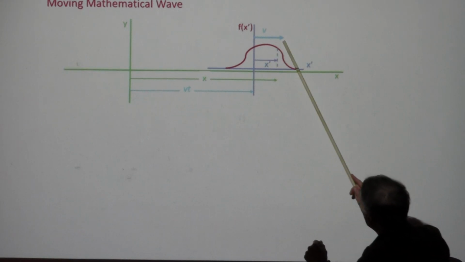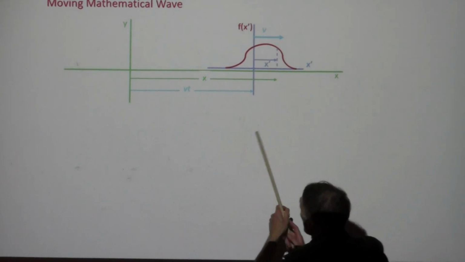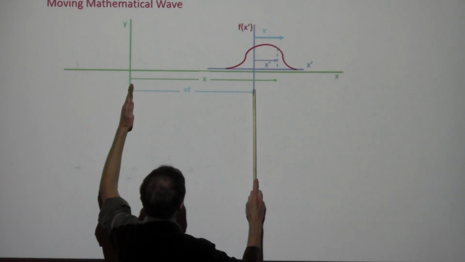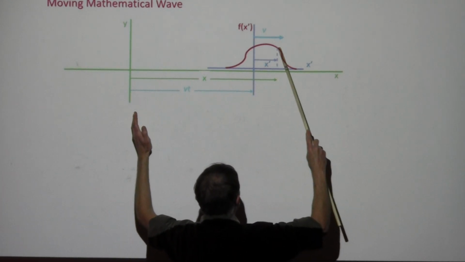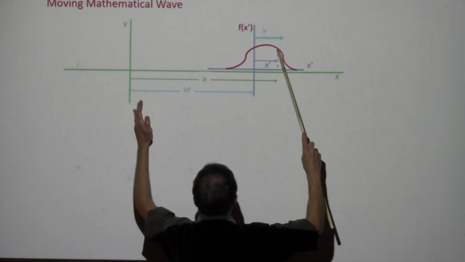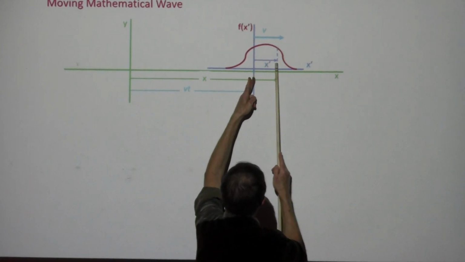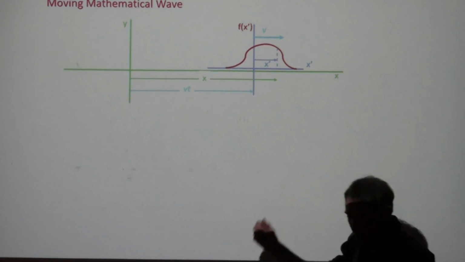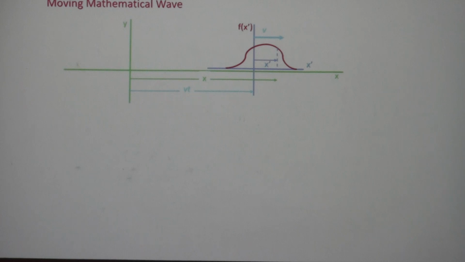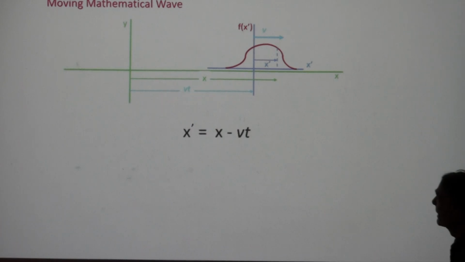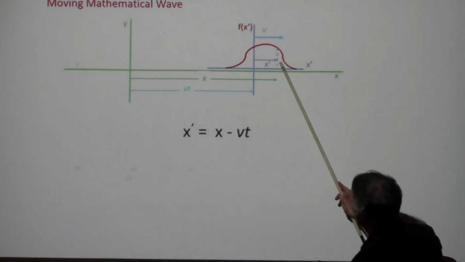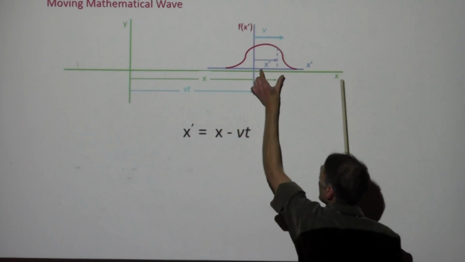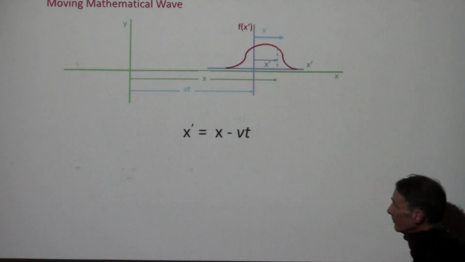This whole thing is going to be moving with some velocity v, so it's going to move over this distance, v times t. If I want to talk about a particular point on that wave, I can address it either with x prime, or I can address it with x. And then there's just this simple relationship that keeps them together: x prime is equal to x minus vt, and that's going to leave this little bit that's left over.